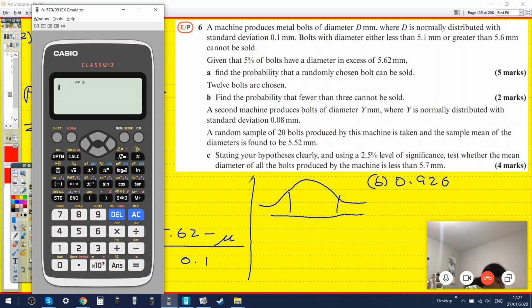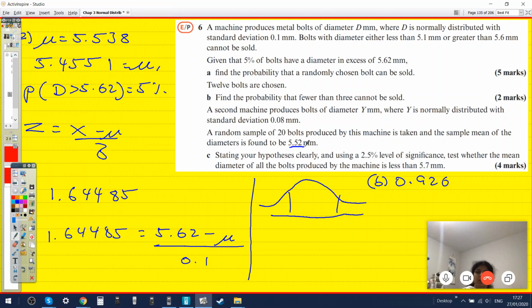Oh, so is the mean 5.7 for this, was it? I think it says the sample mean is 5.52. Okay.